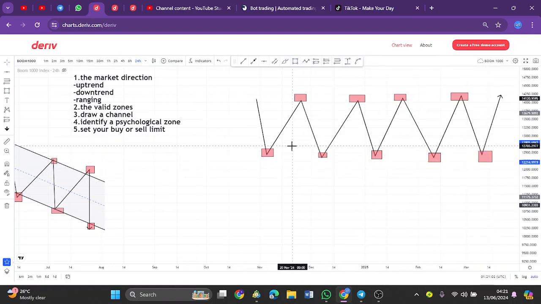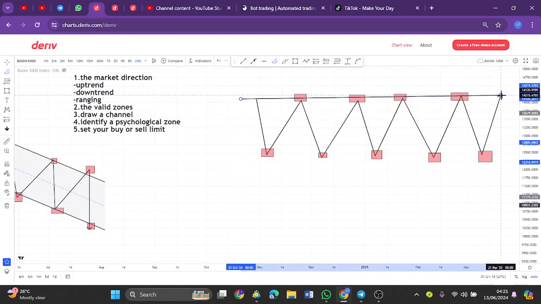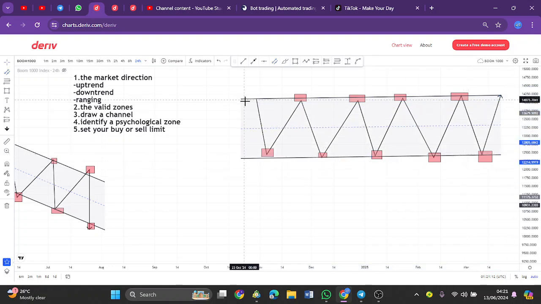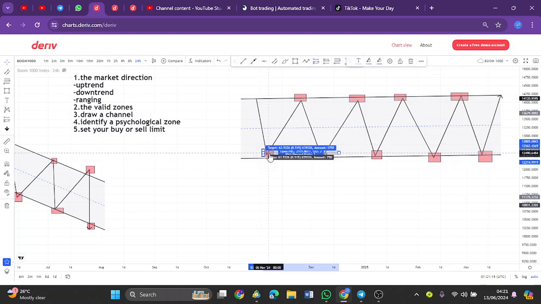From there, you draw your channel. You take your channel, connect those levels, then boom, you get a what? This is the road the market is following. These are places you focus on buying. This zone you focus on buying.